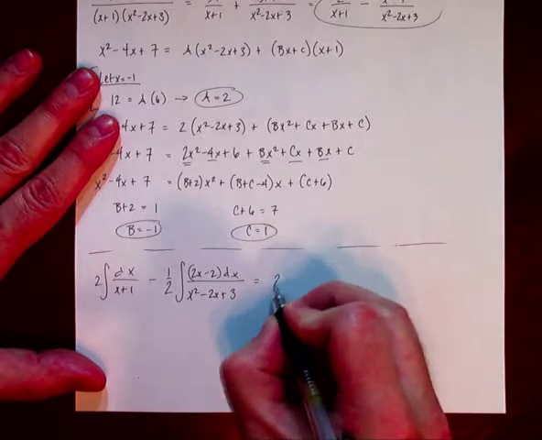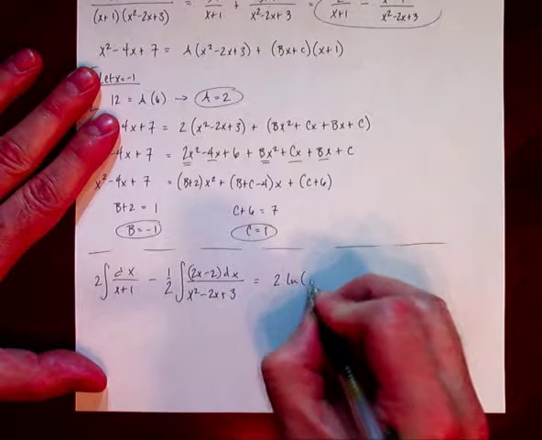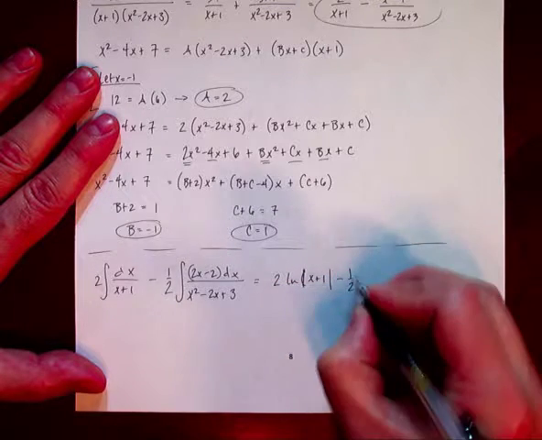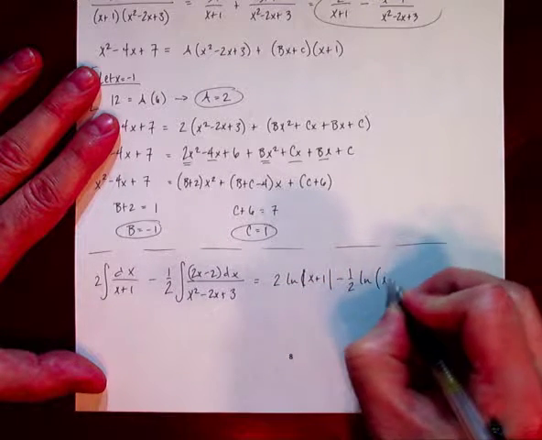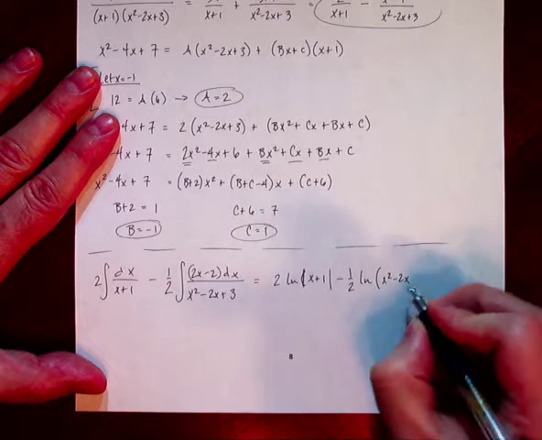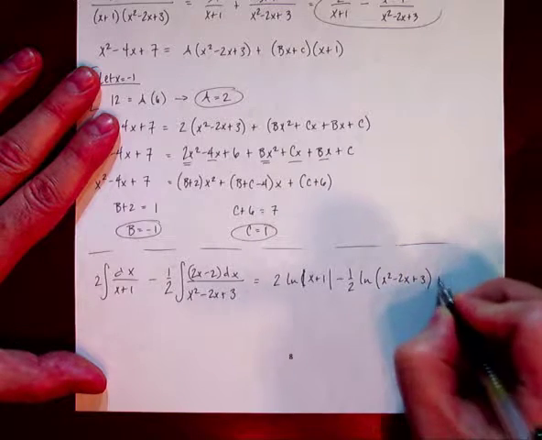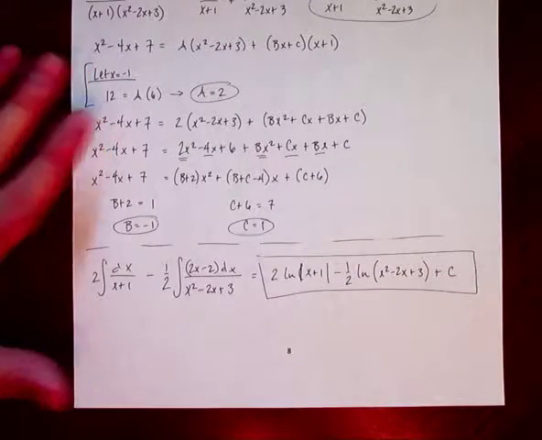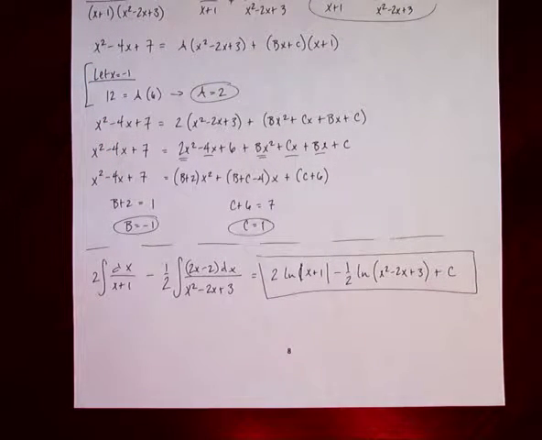I'm going to have 2 natural log absolute value x plus 1. And you don't need the absolute value for this next one because, as I've already pointed out, x squared minus 2x plus 3 is always positive. So the absolute value bars would be redundant and unnecessary. But that winds up being your integral. So yay us. All right, let's do another one.